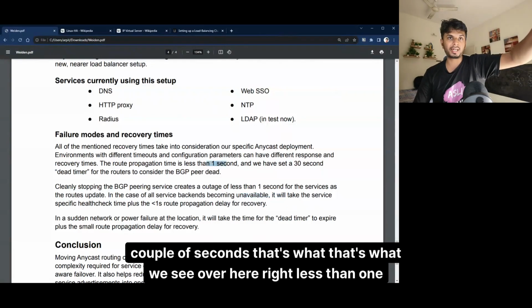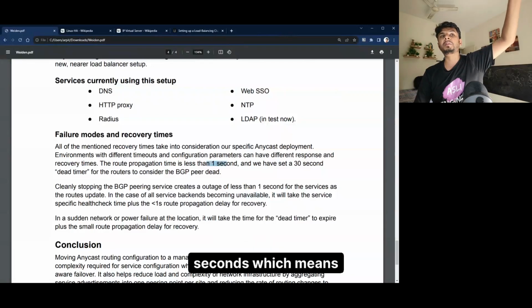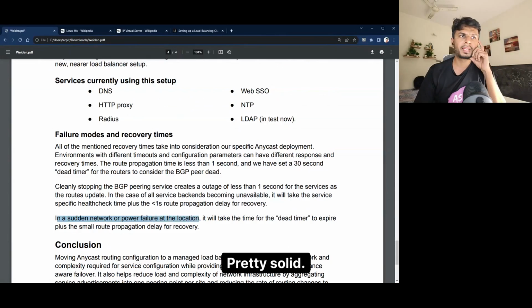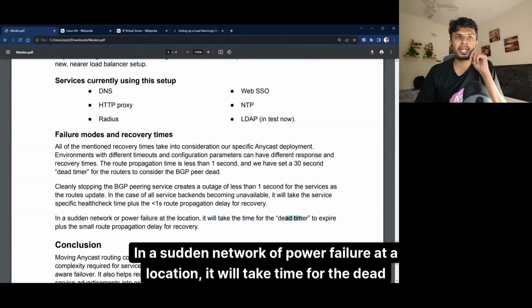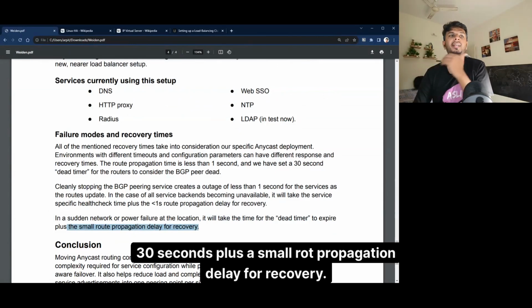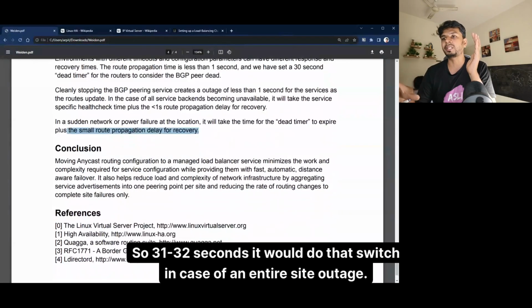That's what we see over here. Less than 1 second here, less than 1 second over here. And you're considering the dead timer to be 30 seconds, which means after 30 seconds you can consider your peer is dead. Pretty solid. In a sudden network or power failure at the location, it will take time for the dead timer to expire. So 30 seconds when the entire site is down, plus a small route propagation delay for recovery, less than 1 second. So 32 seconds it would take to do that switch in case of an entire site outage.